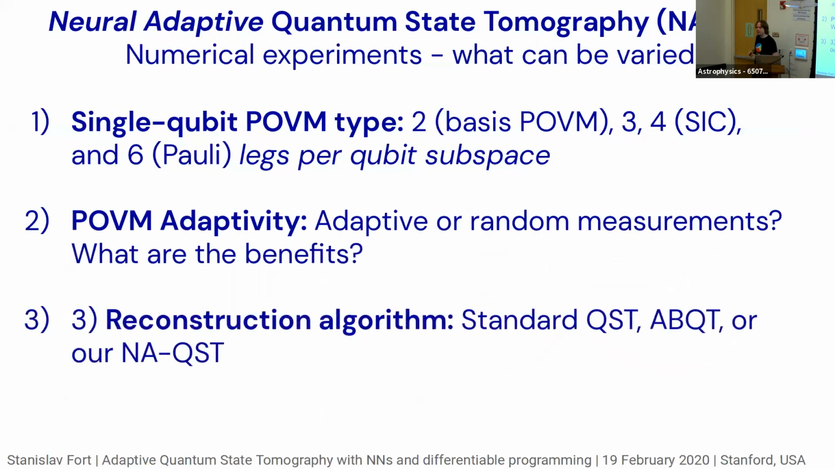Another thing you can vary is the deployment of adaptivity, whether the adaptivity is on or off: whether you choose new random POEMs, or whether you design them to probe the actual state as much as possible. And the third thing is how these algorithms compare: the standard quantum state tomography, the Bayesian quantum state tomography, and our deep learning approach.